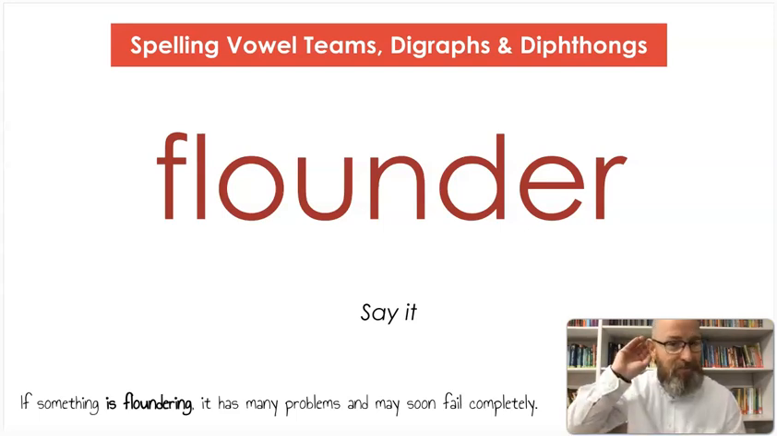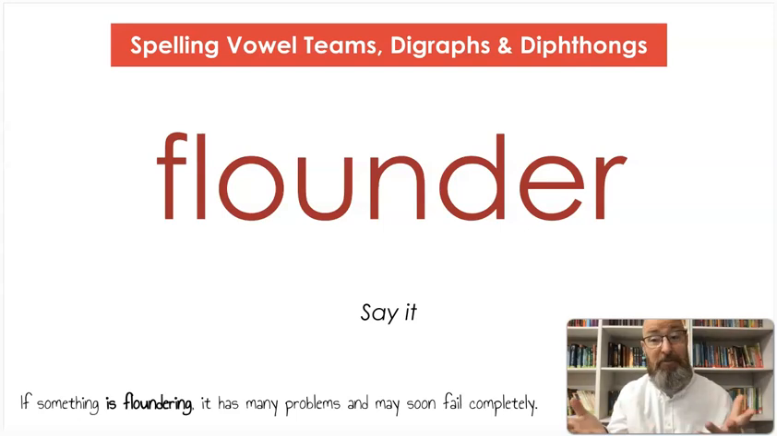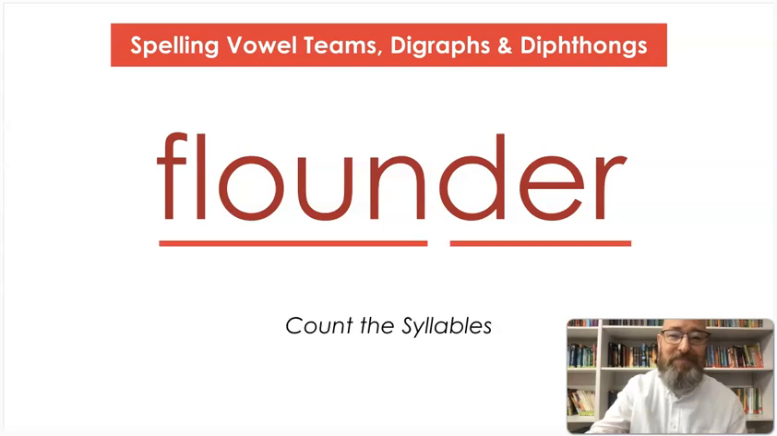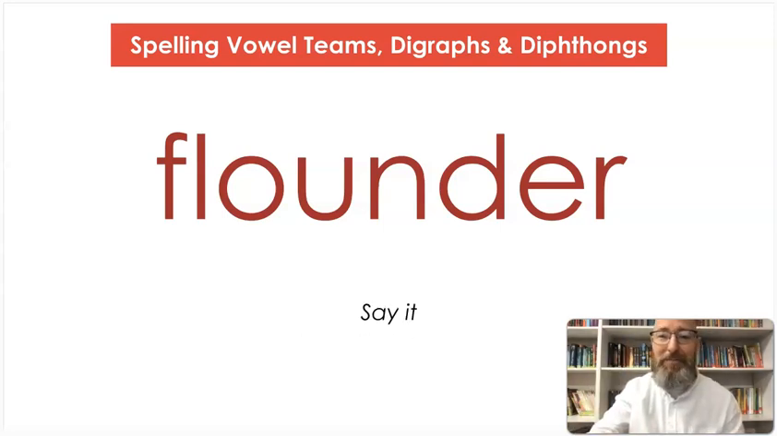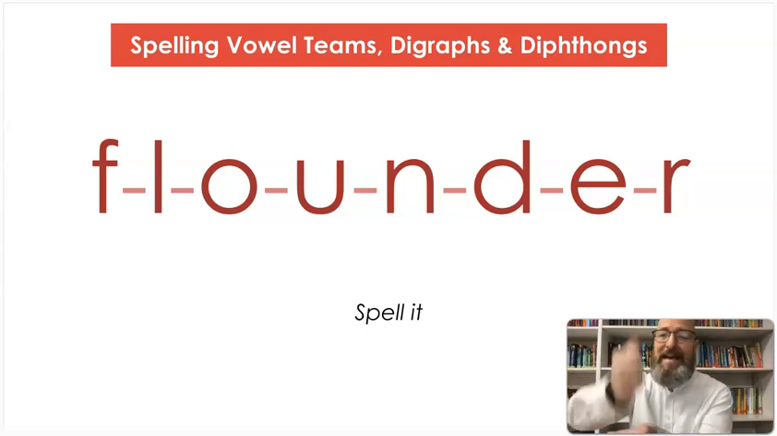The next word is flounder. Say flounder. If something is floundering, it has many problems and may soon fail completely. Some of you may have been thinking of the fish. Flounder can be a fish too. Let's count the syllables. Flounder. Flounder. Let's spell it.